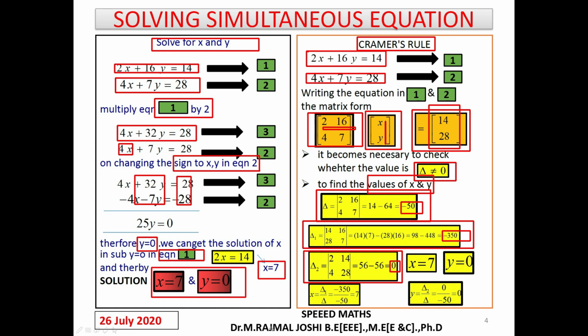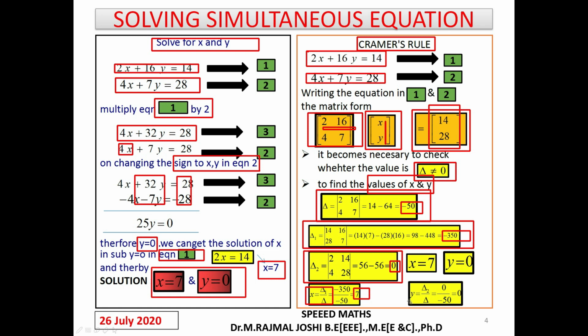Now we can directly find the solution for x and y. The x value is always given by del 1 by del. This is the formula we have to remember to find x. Already we know del 1 is minus 350, and del is minus 50. So the negative and negative cancel, the 0 and 0 cancel, and 35 by 5 becomes 7.